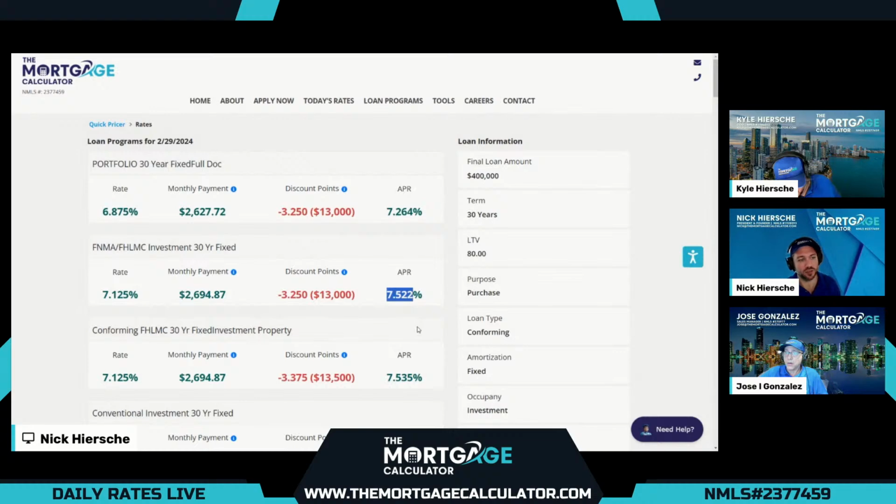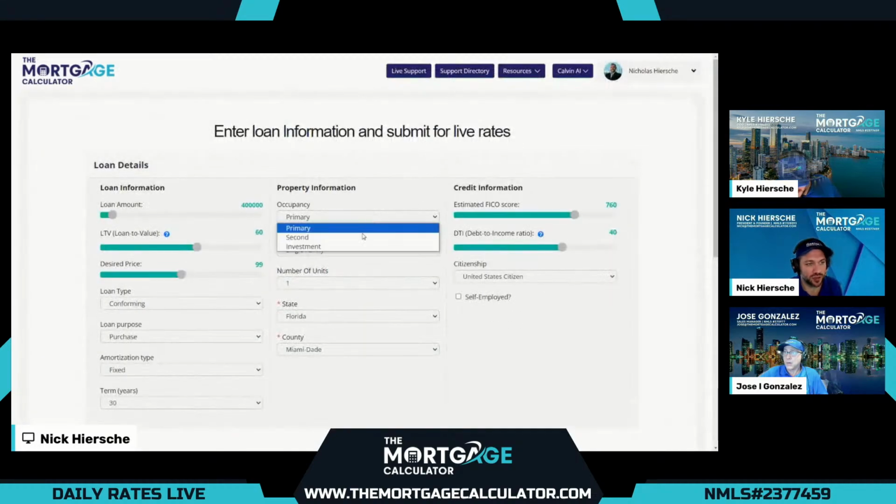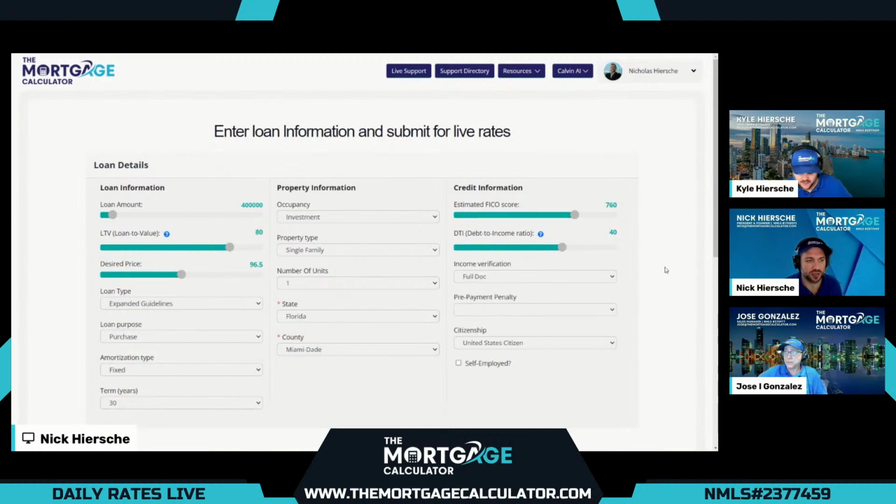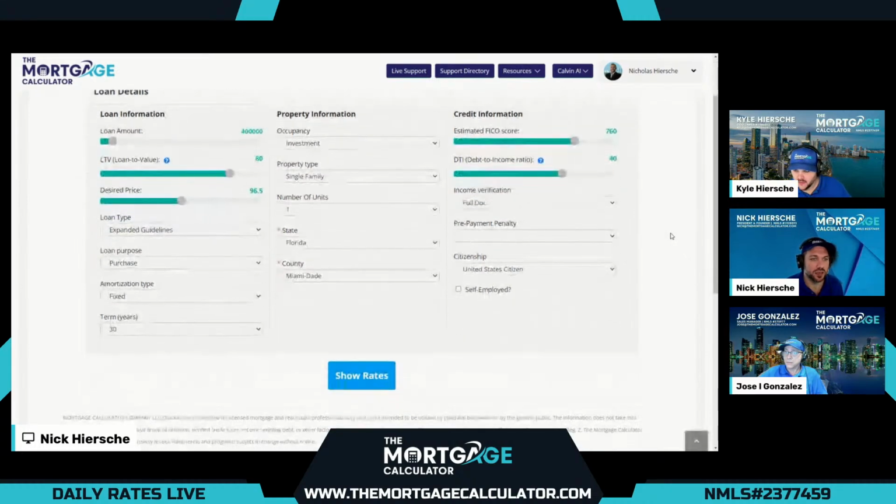So definitely recommend our customers looking for investments either check out our portfolio options if you're wanting to go full doc, or compare that to our non-QM, which will be our final demo here. So we'll set up investment property again, 80% LTV again, and this time we'll pick our expanded guidelines, also known as non-QM. So a few different options here.